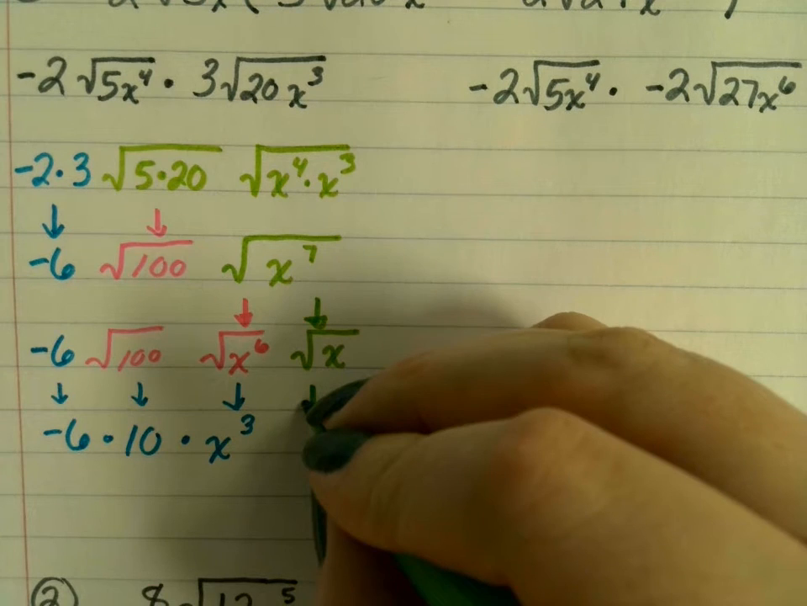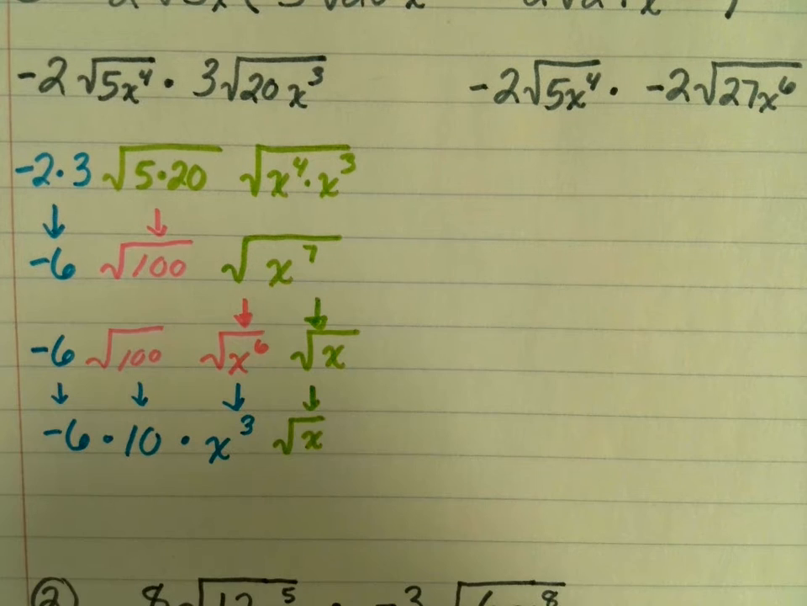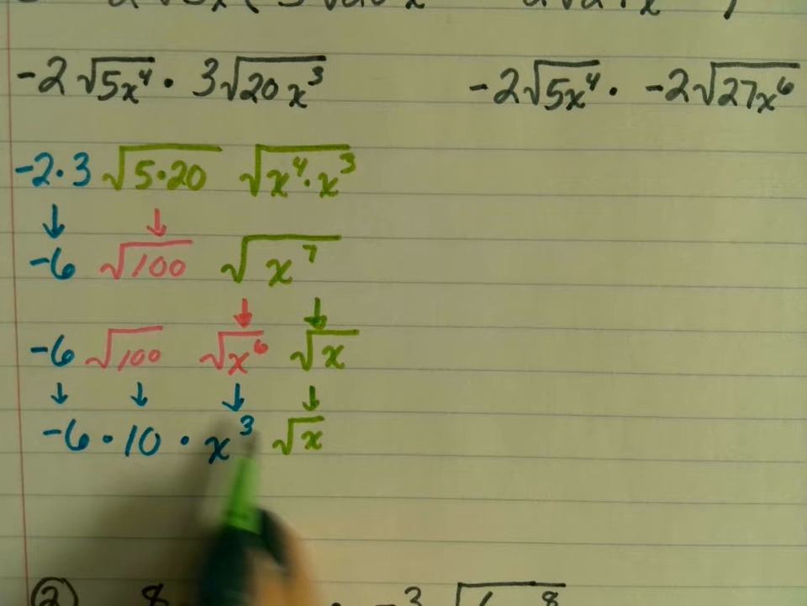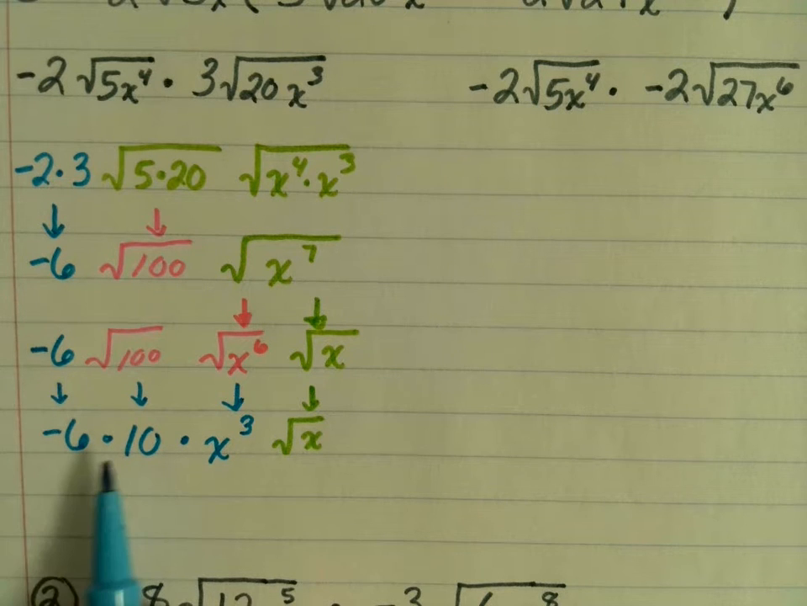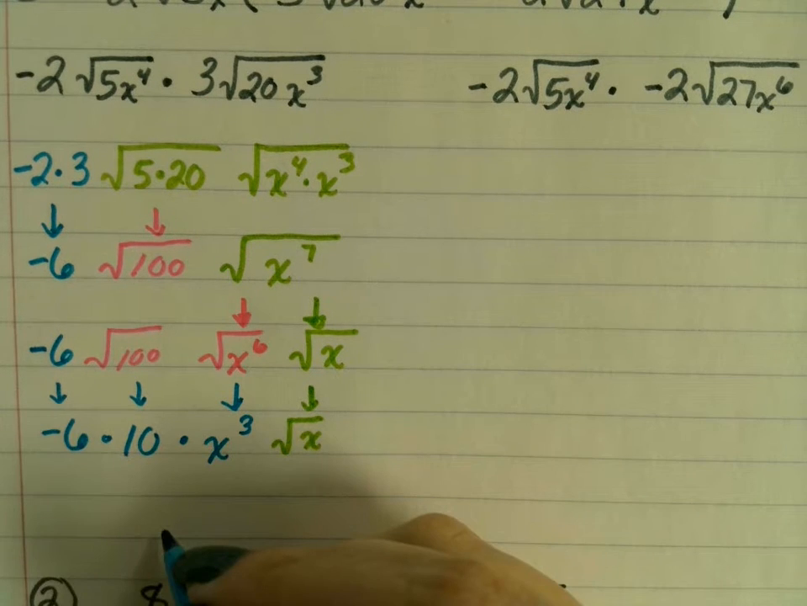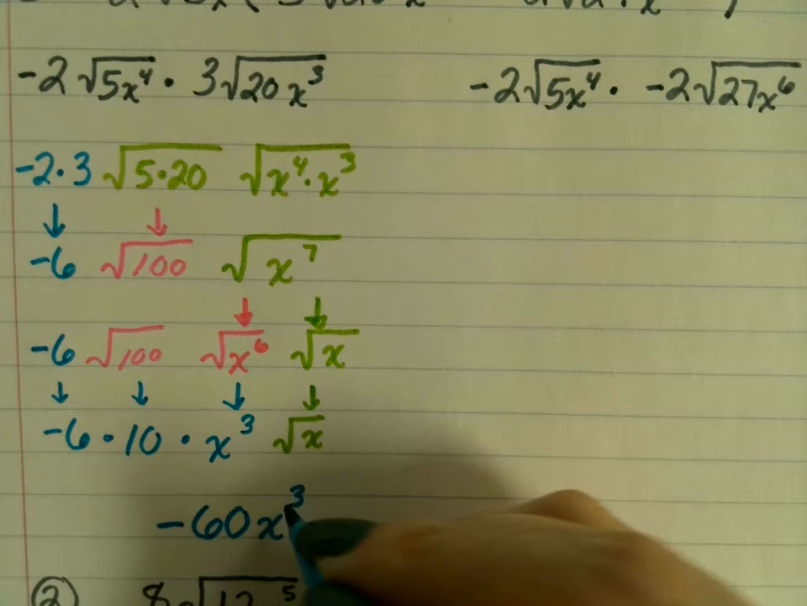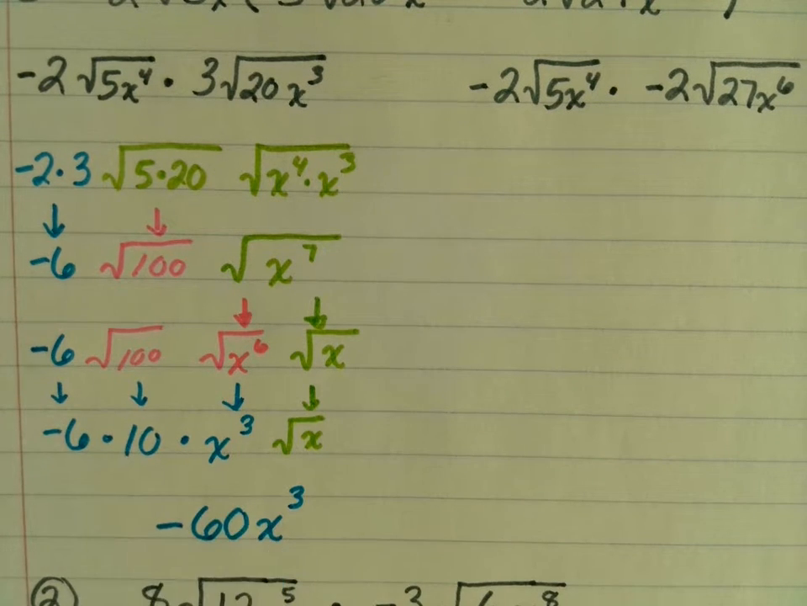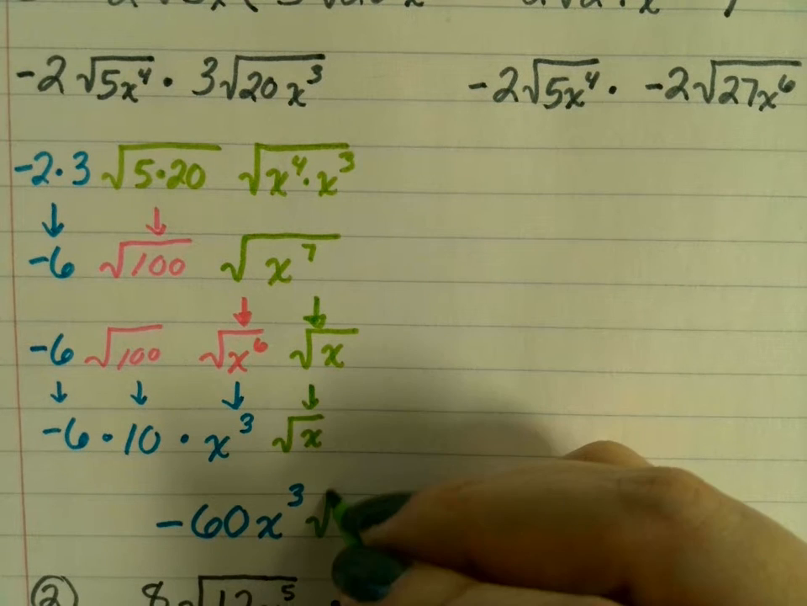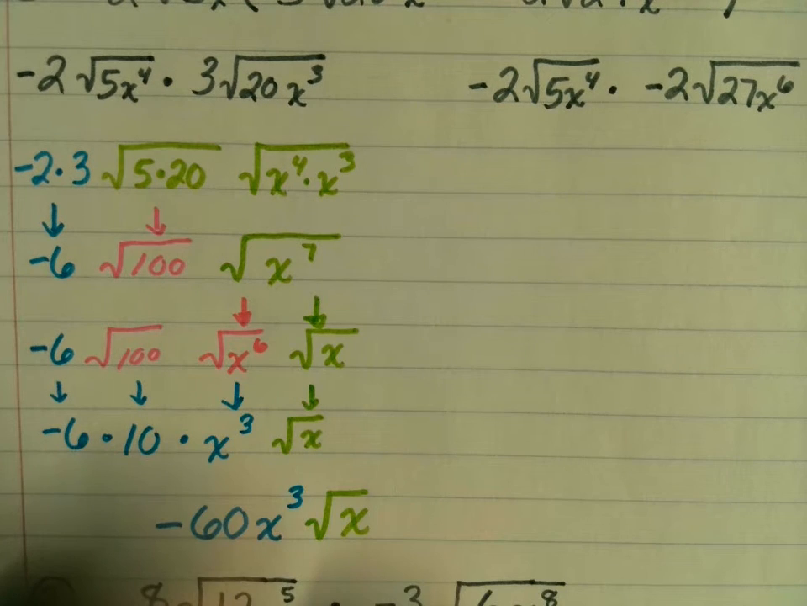Okay, then I'm going to go ahead and multiply all those blues together. What's -6 times 10? -60, and then times x to the third gives me just x to the third. So we get -60 x to the third square root of x. Okay, that's just this portion here. I still need to now work with this one.